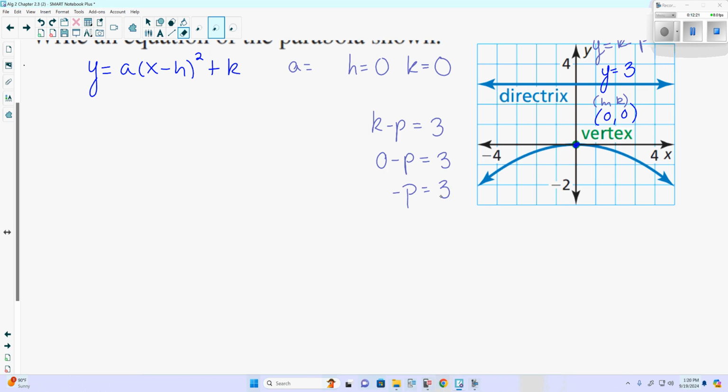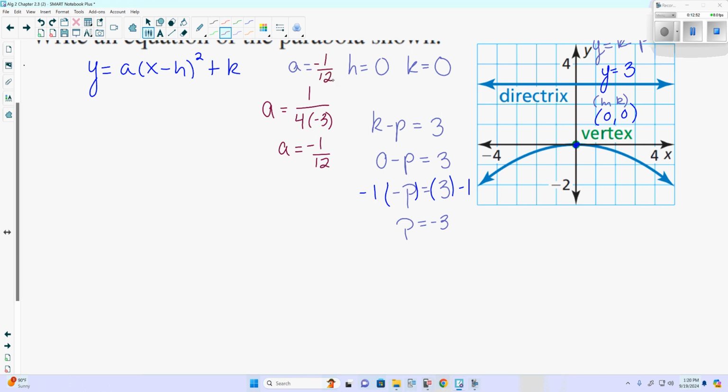So now we just need to find the value of p. We can multiply by negative 1, or I can divide by negative 1. Either way, we'll get the same result. Negative 1 times negative p is positive p. 3 times negative 1 is negative 3. Okay. To find a is 1 over 4 times p. So a is negative 1/12. We all feel comfortable getting there.